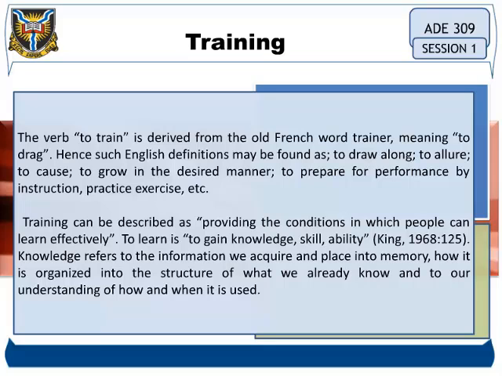Training can be described as providing the conditions in which people can learn effectively. To learn is to gain knowledge, skill, ability (King, 1968, 125). Knowledge refers to the information we acquire and place into memory, how it is organized into the structure of what we already know and to our understanding of how and when it is used.